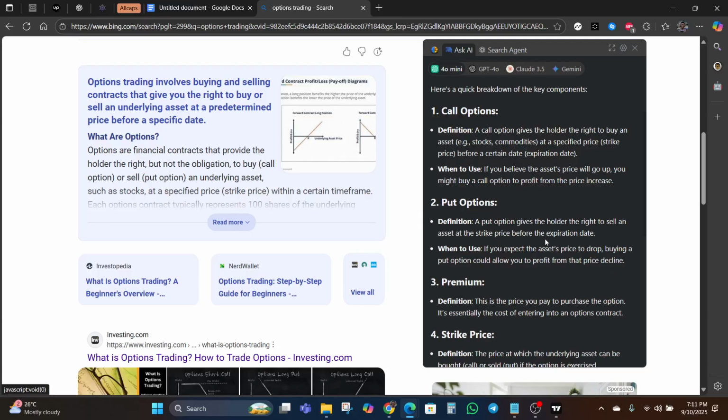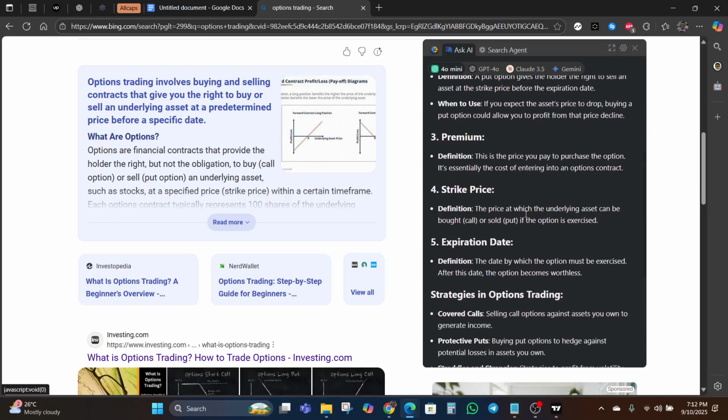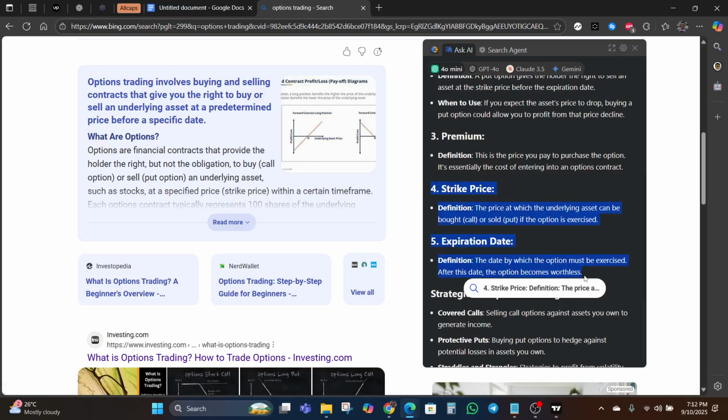Now, let's talk about two important terms, which are the strike price and the expiration date. The strike price is the price level where you can buy or sell if you decide to exercise the option. The expiration date is the final deadline when the contract ends. So together, these two define the value and timeline of any option.